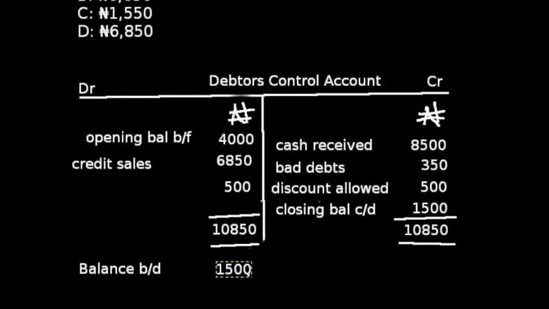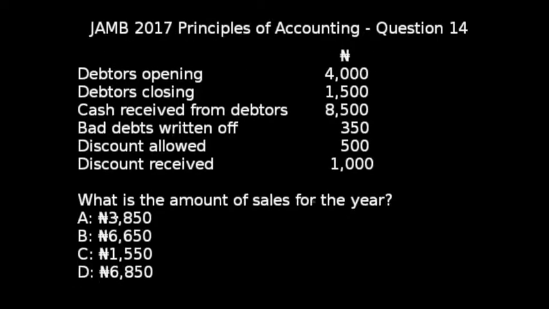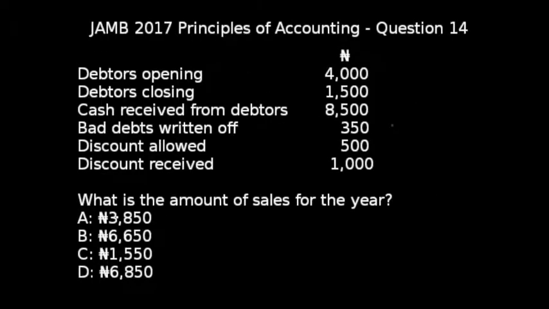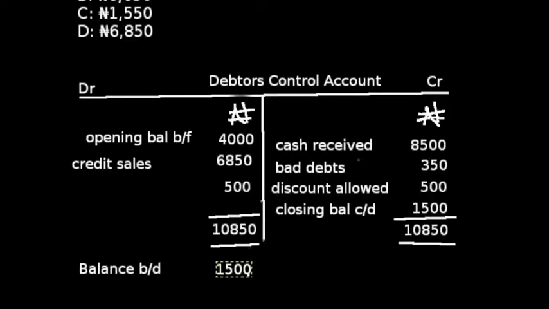Then the next one is discount allowed, which is also part of the debtors control account. Discount allowed is 500, still on the credit side, 500. Then the very last thing that we need to consider is the closing balance of the debtors control account, which is 1,500. So we post it still on the credit side. That is closing balance carried down. The CD means carried down.